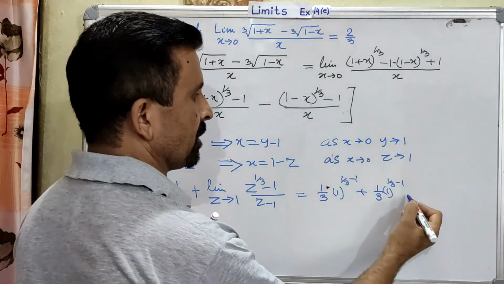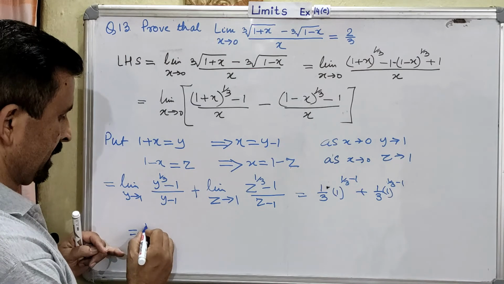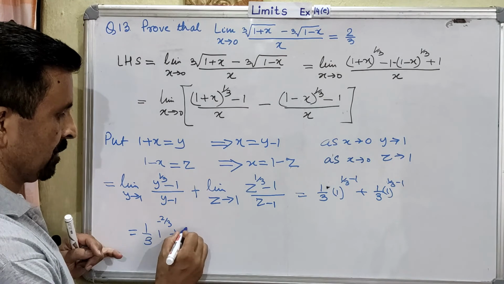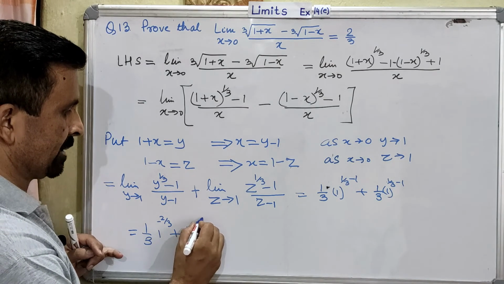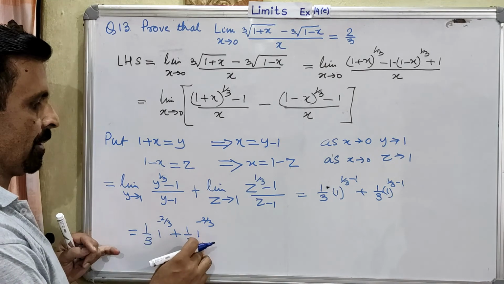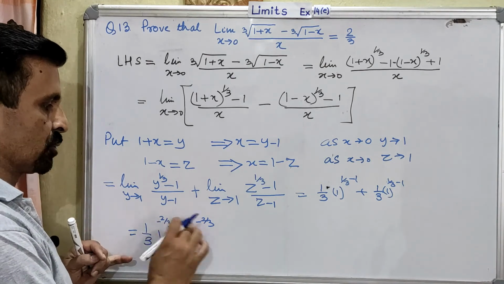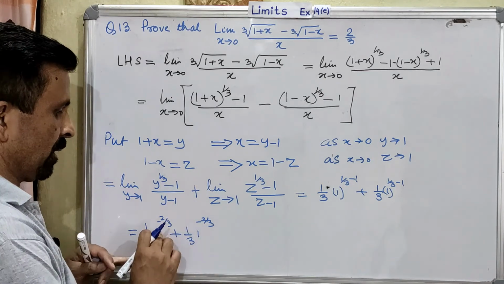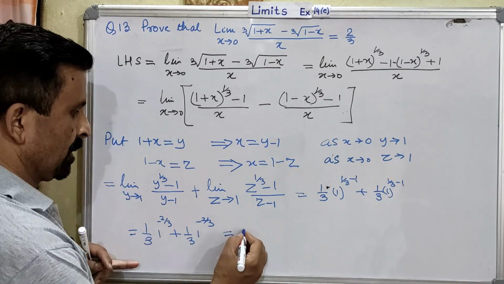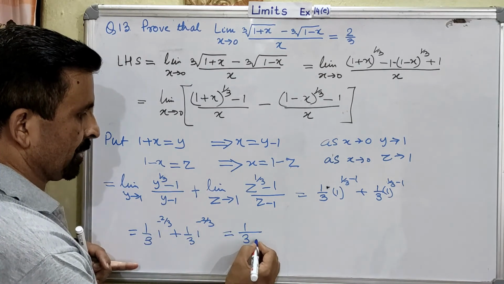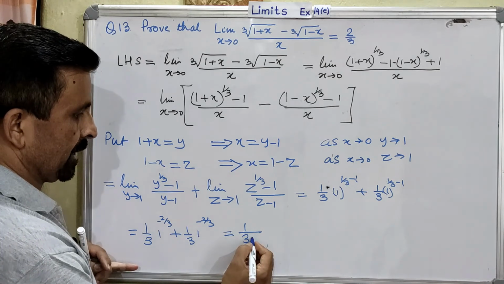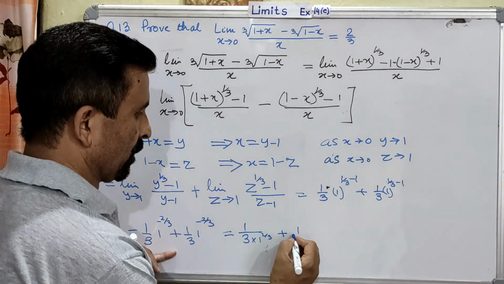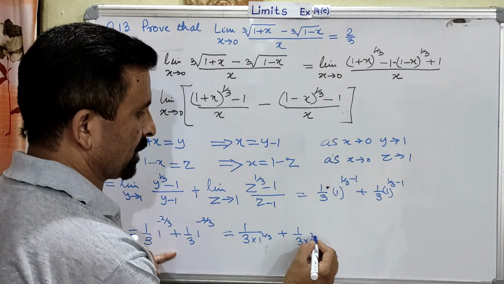Clear? So in the next step, this is 1 over 3 and this becomes 1 to the power negative 2 over 3, plus 1 over 3, 1 to the power negative 2 over 3. Now the power of this one and the power of this one is negative. So we would like to make these two powers positive. For that we have to shift it down. Now when you shift it down, it will become positive. 1 over 3 into 1 to the power 2 over 3. Similarly 1 over 3 into 1 to the power 2 over 3.